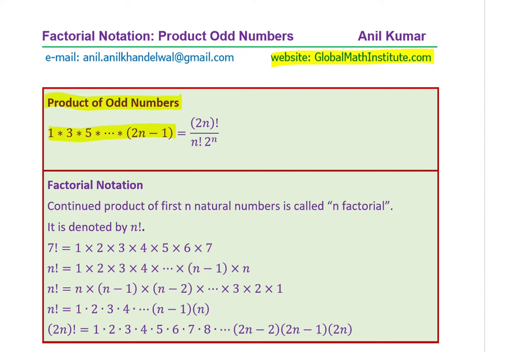So the product of odd numbers, as shown here, means 1 times 3 times 5 times 7, and so on, where 2n minus 1 will be the last, the nth odd number. And the formula is 2n factorial divided by n factorial times 2 to the power of n. Now, that is kind of complicated, but anyway, that is the formula. Let's first try to think about the notation itself. When I'm saying product of odd numbers, we will take n odd numbers.